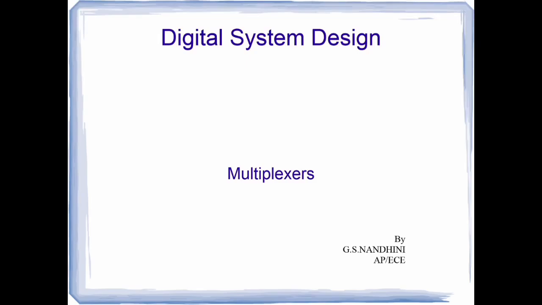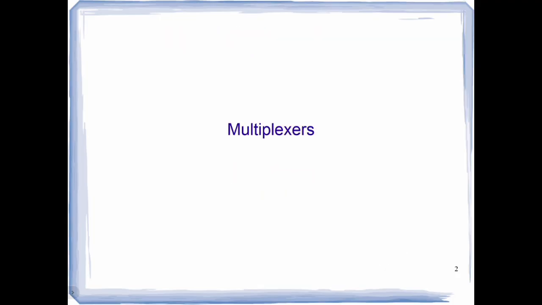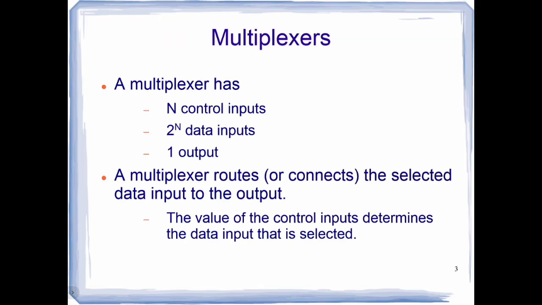Now we talk about multiplexer. In digital systems, many times it is necessary to select a single data line from several data input lines, and the data from the selected line should be available on the output. The digital circuit which does this task is called a multiplexer.